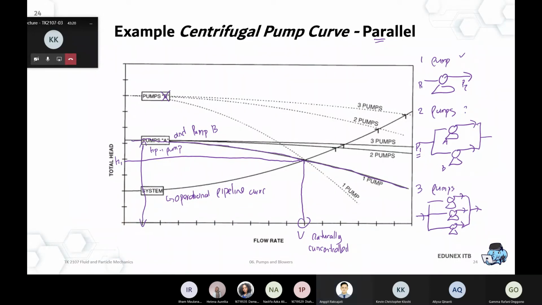What will actually happen is your flow rate decreases per pump. If this is your V1, now you have V1 per 2 going into pump A, and V1 per 2 going into pump B. What do you think will happen if you split 50% of your feed going into one pump? What would happen to the pump curve? Will it result in a higher head or a smaller head?